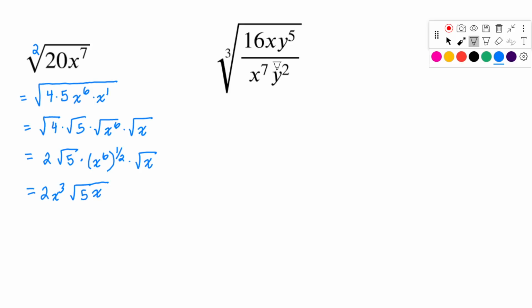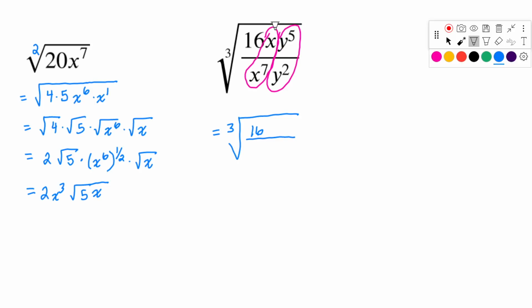On the second example, I'm going to simplify my quotient first. So I see that I have the bases of x, both numerator and denominator, but I also have that with the y's. I'm going to simplify those before I start thinking about simplifying my radical. So I'm still going to keep the cubed root of 3 over the entire quotient. 16 will still be in the numerator.